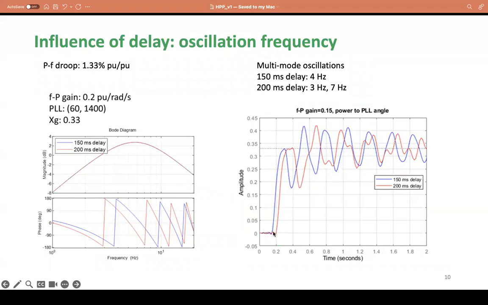If you have a power order with 150 millisecond delay, this is what you see, that about 4 hertz will come up. But with 200 millisecond delay, then you will see 3 hertz and 7 hertz multimode oscillation, because it's a 200 millisecond delay. It's like this. See, here's one, here's another one. So it's very interesting to see there will be some kind of multi-mode. So another is 7 hertz.